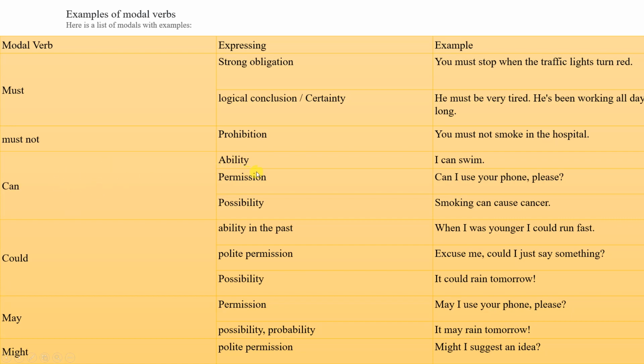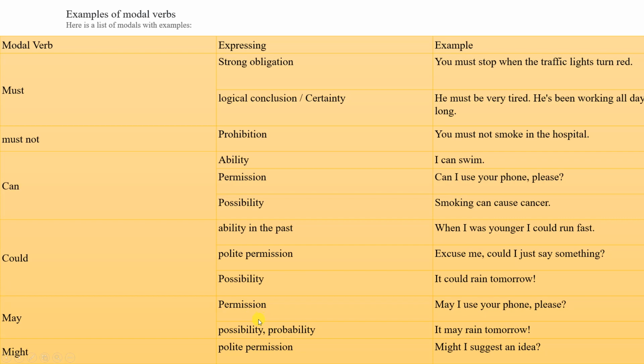Then can is used for ability, permission, possibility. Ability, I can swim. Permission, can I use your phone? Possibility, smoking can cause cancer. Now could is used to show ability in the past, polite permission, possibility. When I was young I could run fast, so it shows past ability. Excuse me, could I just say something? Polite permission. It could rain tomorrow, possibility.